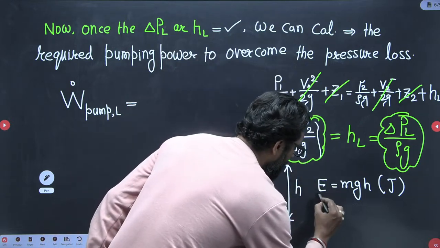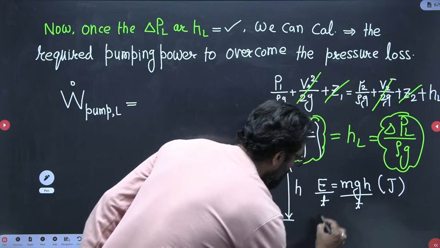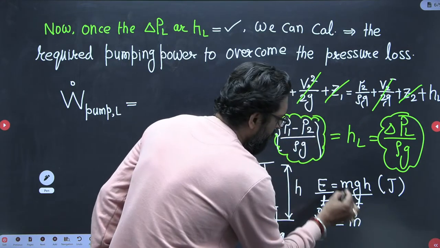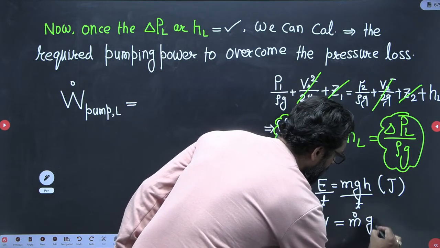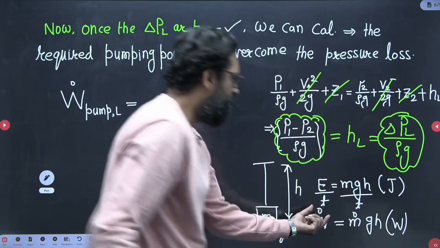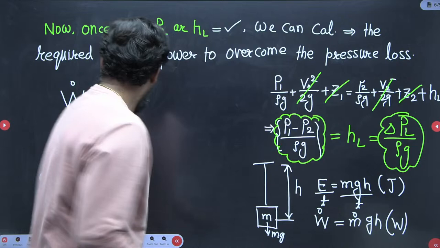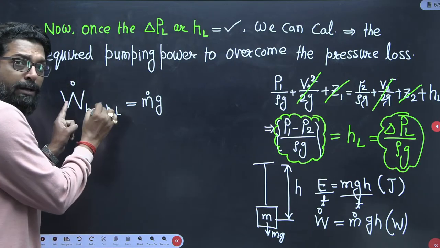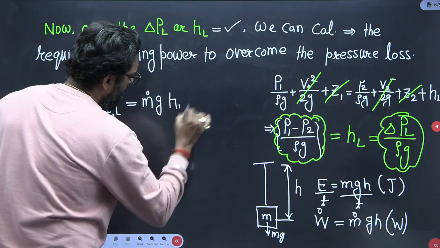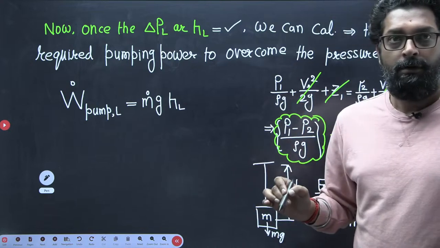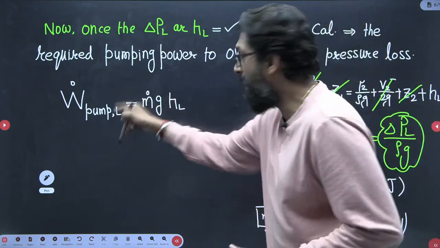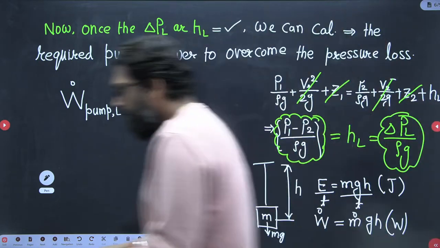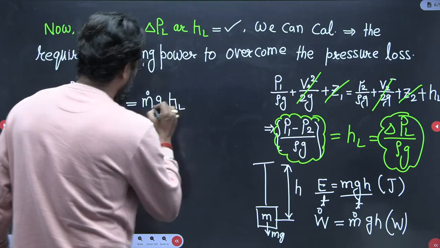Now if you find energy per unit time, divide by time, this is your W dot. You can write energy per unit time as the mass rate, m dot, into g into h. So multiply with m dot, not m. So the pumping power is m dot g h, and in the loss sense you put hL. That means this power is lost to overcome the frictional resistance. This is the input power required to overcome the friction. And m dot is the mass flow rate.